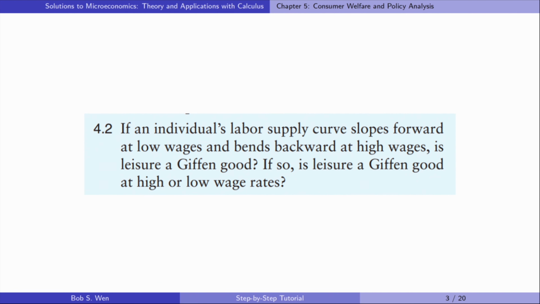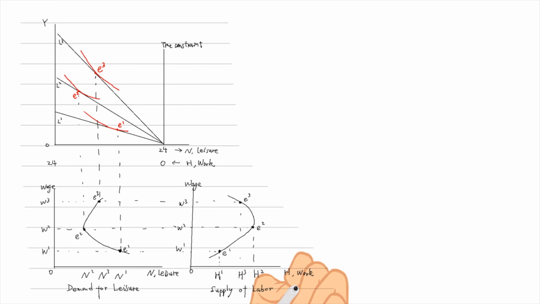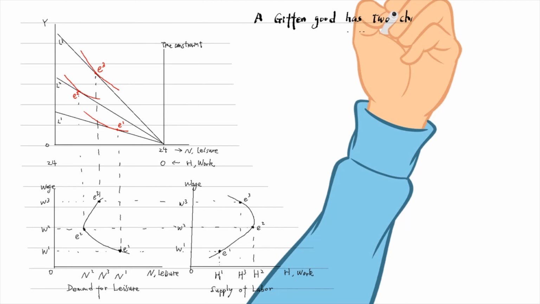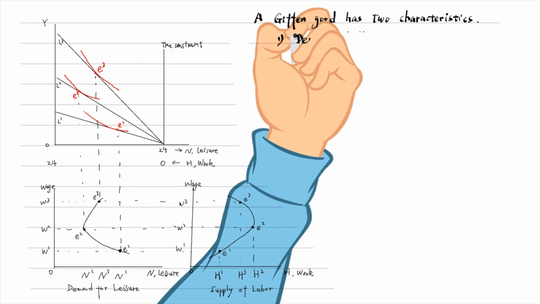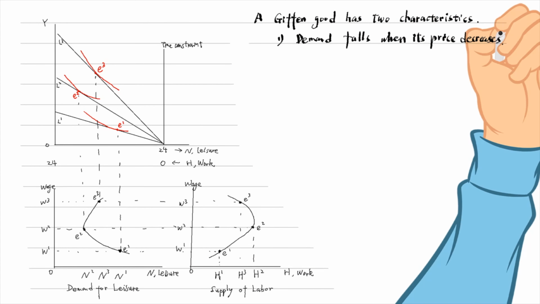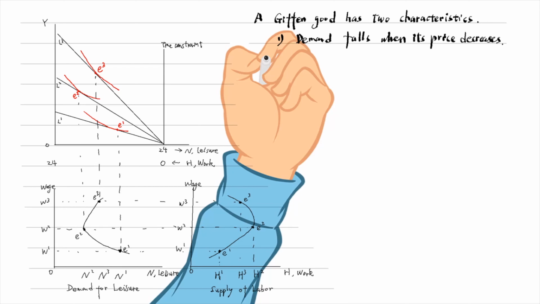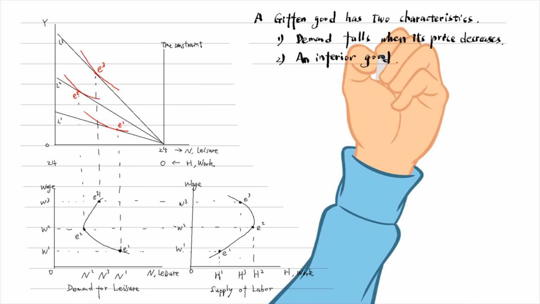Let's do exercise 4.2. If an individual's labor supply curve slopes forward at low wages and bends backward at high wages, is leisure a Giffen good? If so, is leisure a Giffen good at high or low wage rates? A Giffen good has two characteristics or requirements. Demand for the good falls when its price decreases, other things equal. And it is an inferior good in the first place.